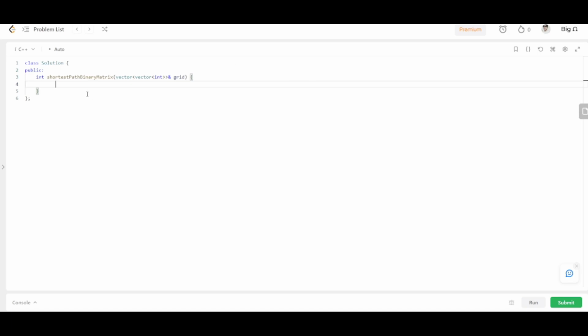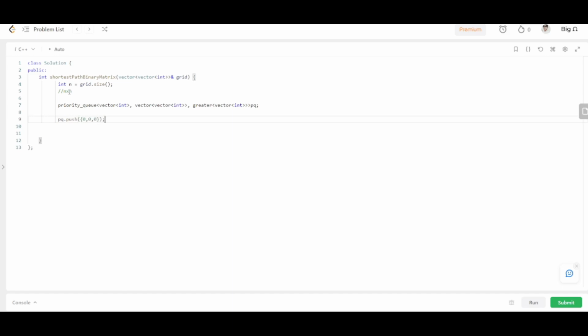Okay, so it takes in this grid, and now I will calculate the dimensions of this grid. So this is a square matrix, so we will have an n cross n matrix. Now I declare a priority queue of vectors and push the very first cell into the priority queue.